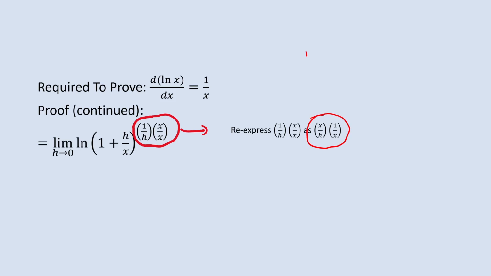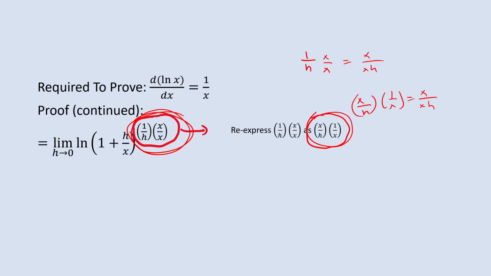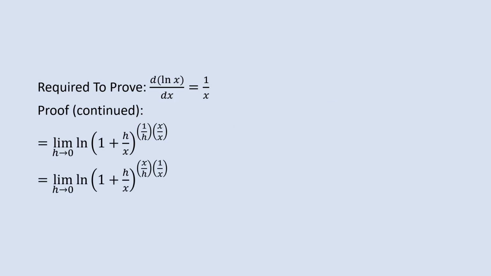So clearly, 1 over h times x over x will give us x over xh, and x over h times 1 over x will give us x over xh as well. So we can definitely change this circled expression here to this circled expression here. And so that's what we do in the next line. Okay. Now, what we're going to do is take this quantity.